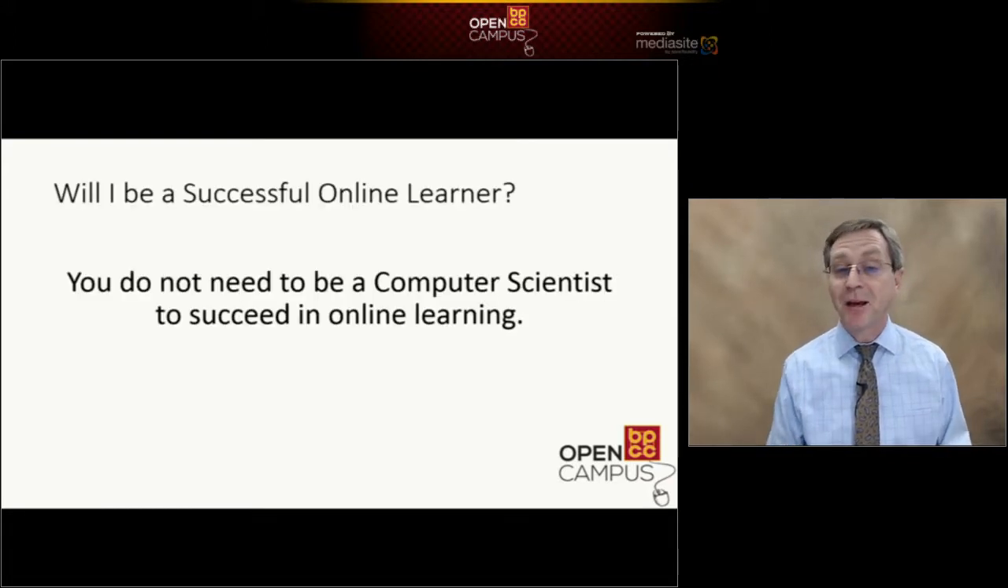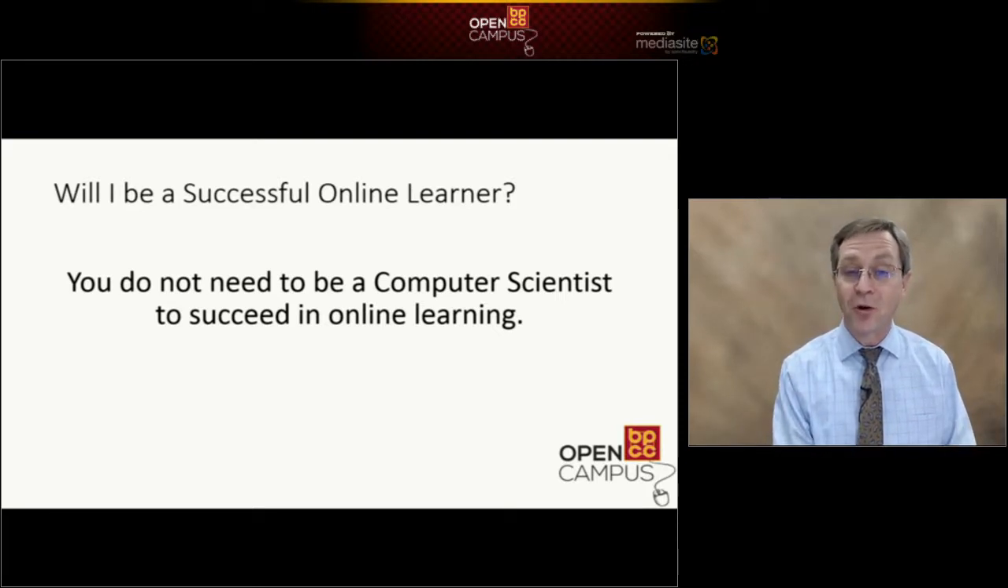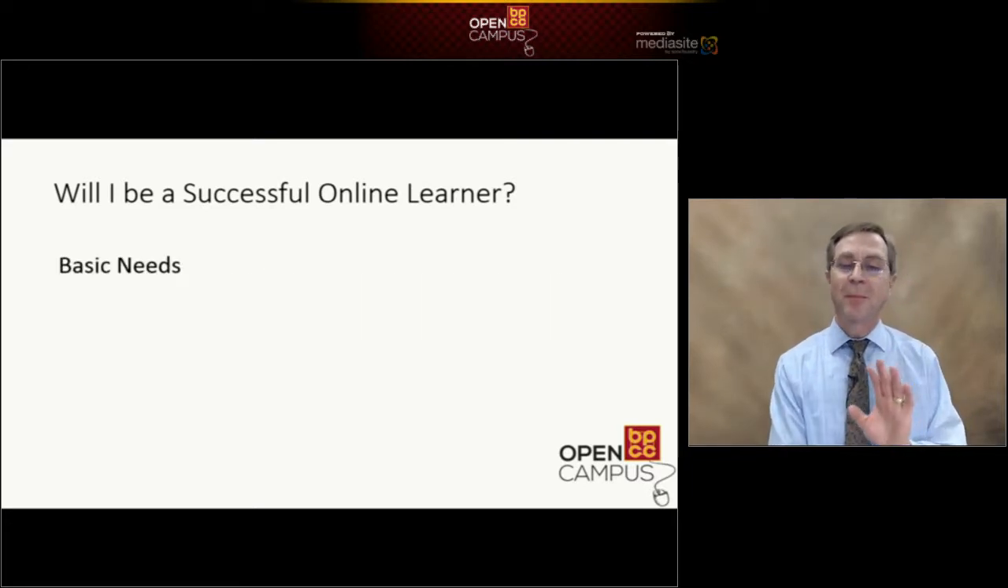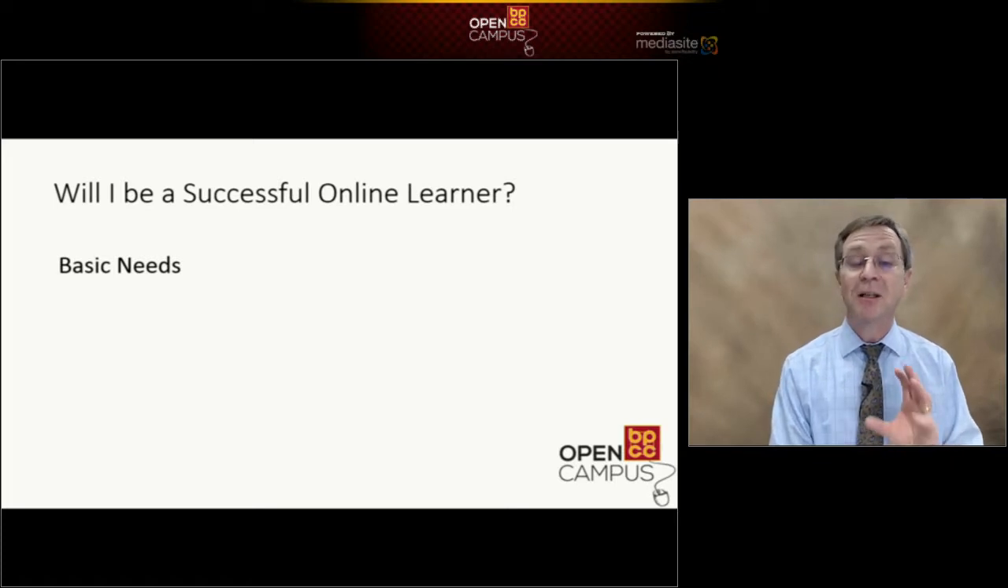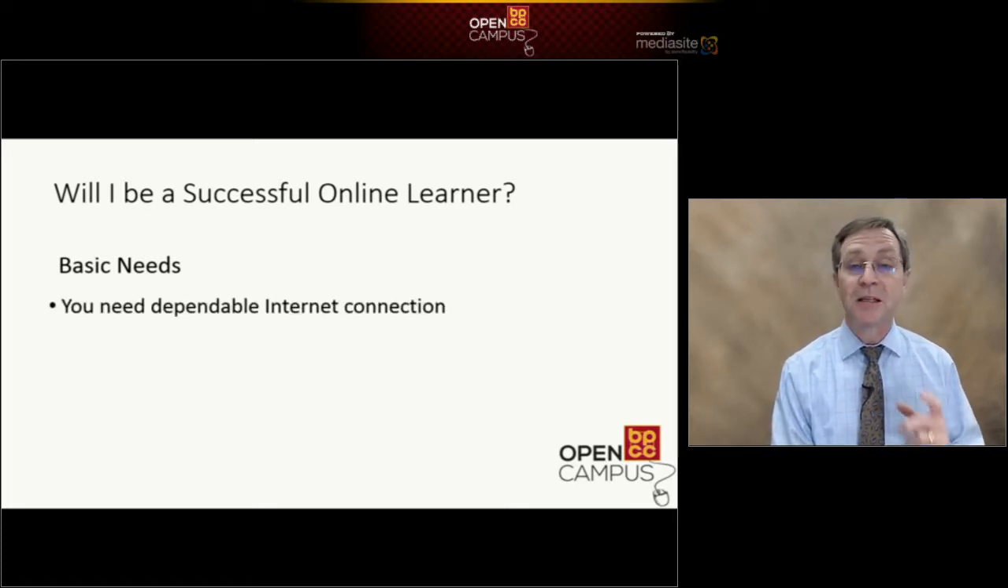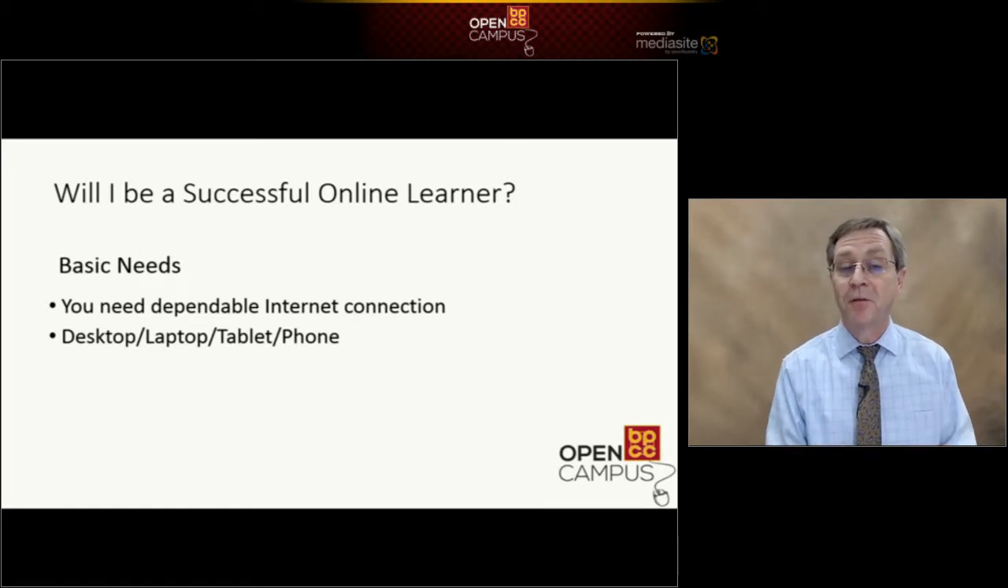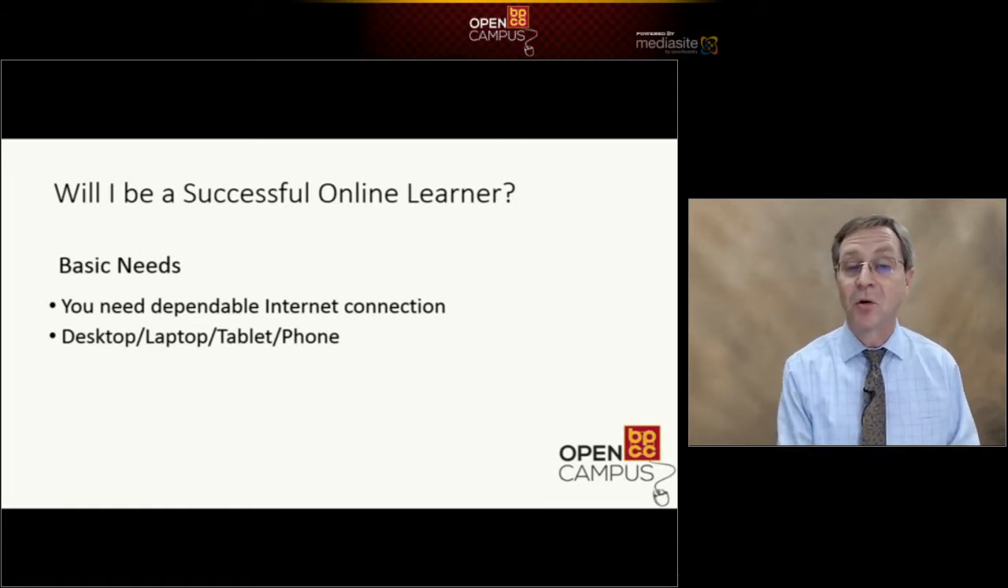You do not have to be a computer scientist in order to be successful in online learning. Yes, there are some technical aspects to taking an online course, and we'll discuss those in just a moment. First, let's talk about some of the basic needs as you consider taking an online course. You must have a strong and dependable internet connection. And of course, you must have a computer, a desktop, a laptop, a device, a tablet, and we're seeing a great increase in the use of cell phones for students accessing courses.